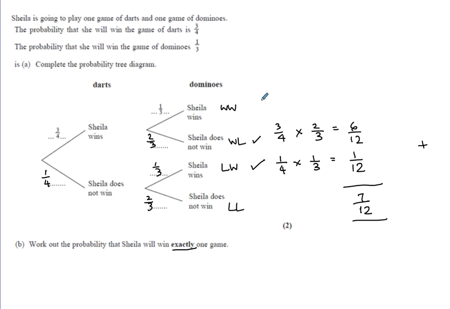Okay, let's just do the whole picture again. So you can see that would be 3 times 1 is 3, 4 times 3 is 12, so that would be 3/12. And that would be 1 times 2 is 2, and 4 times 3 is 12. Of course, the denominators stay the same. That comes to 5/12 plus 7/12. So the sum of all probabilities equals 1. Yeah, that's a good check.